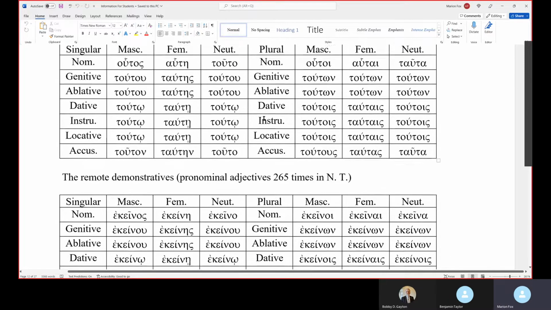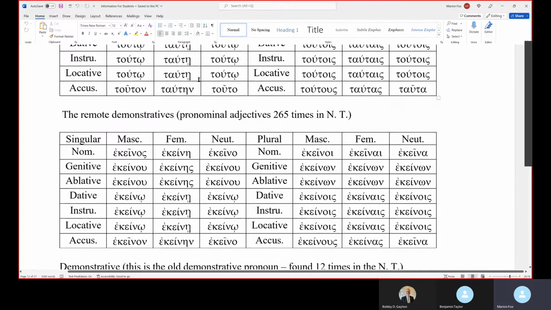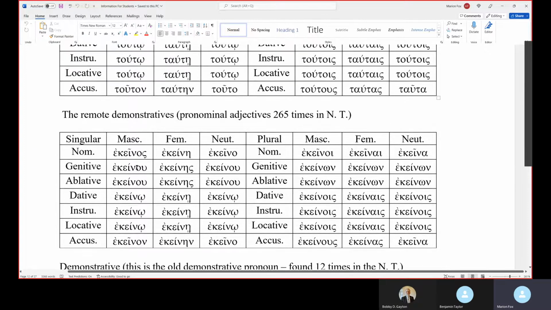Your remote, this is the near demonstrative. It's a pronominal adjective. It's really an adjective that functions like a pronoun. And so it has all the same endings of adjectives. If you look at these endings, you can see if you just put a tau on them, here, to, toe, tone, you'll have your article. Put a tau on them, just those endings. Same thing with these others over here. The nominatives are the ones that are different, okay?